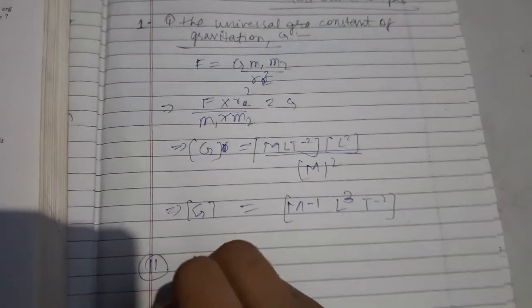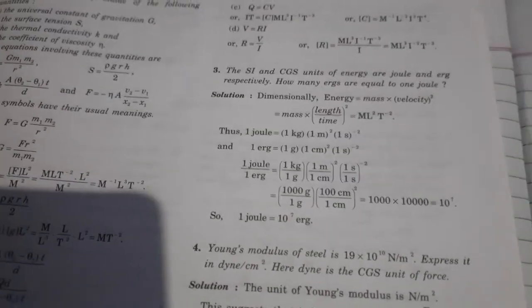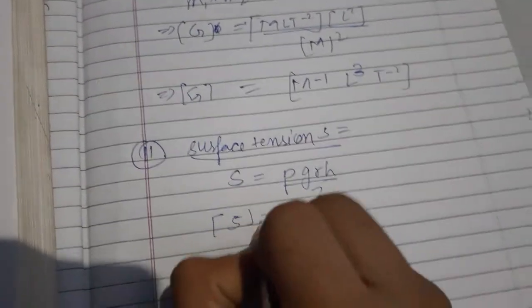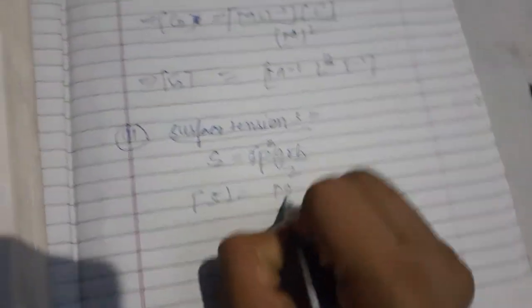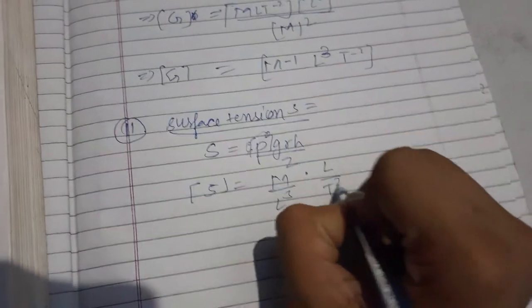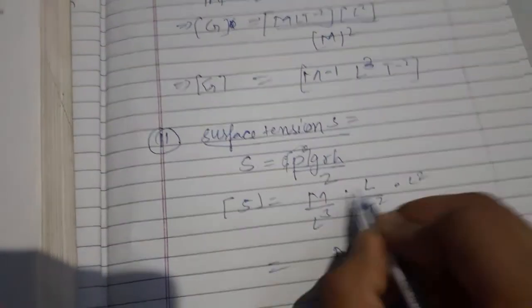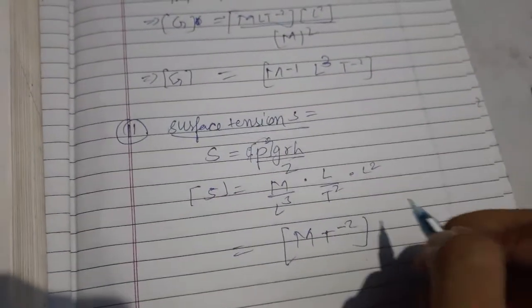Second, the surface tension formula dimensionally, whose formula is given there, that is S equals r h ρ g by 2. So dimension of S equals M L minus 3 multiplied by g, that is L by T square, and r and h, that is length square. So L cancels out, and M T minus 2 is the dimension of surface tension.